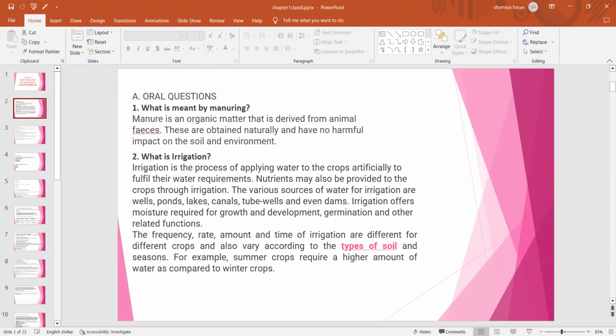So first is oral questions. What is meant by manuring? Manuring is an organic matter that is derived from animal feces. These are obtained naturally and have no harmful impact on the soil and environment.